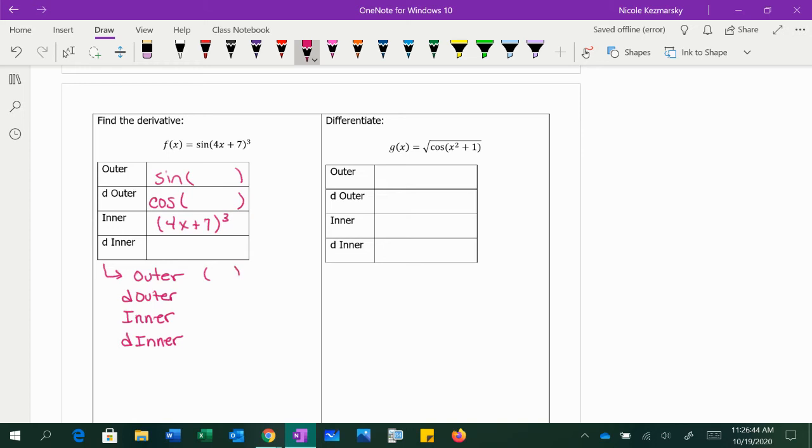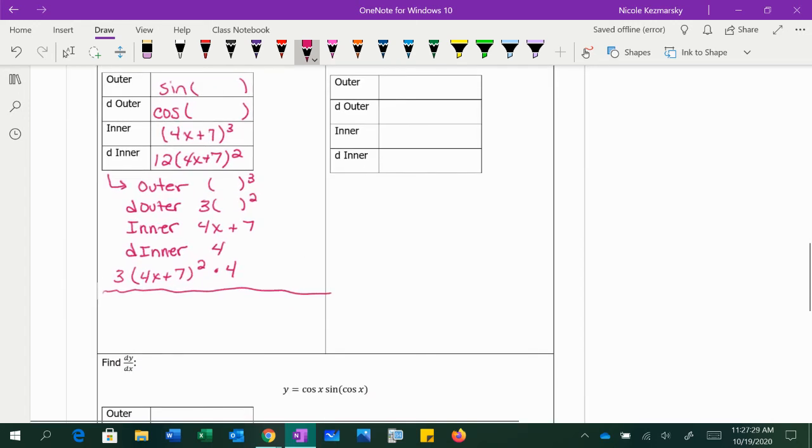Because the outer is something cubed, so the derivative of the outer is 3 something squared, and the inner is 4x plus 7, so the derivative of the inner is 4. So when I put that derivative together, I'm going to say 3 something squared. That something is 4x plus 7, and I'm going to multiply that before. And then I'm going to do 3 times 4, so that's going to get me 12 times the 4x plus 7 squared. And that's going to be the derivative of the inner.